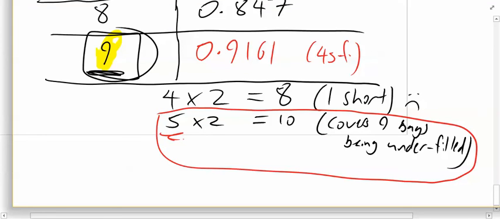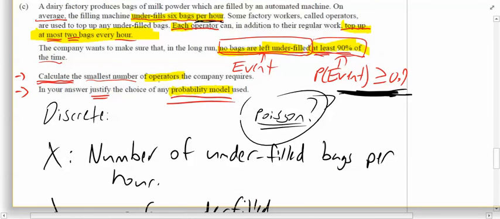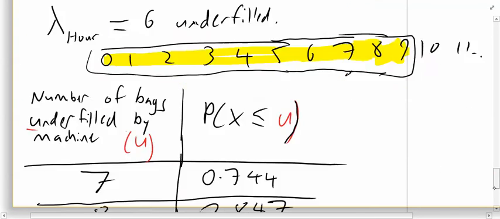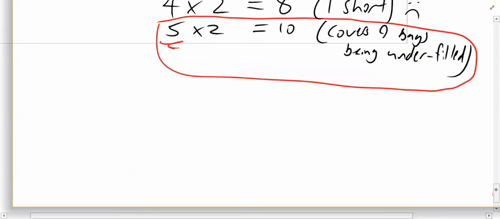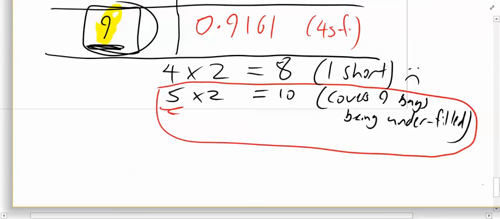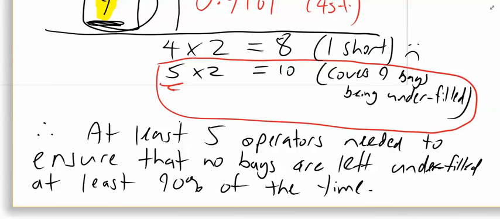So conclusion is, well, let's go back and actually check that we're answering the question exactly right. Calculate the smallest number of operators the company requires. Well, therefore, the smallest number of operators to make sure that no bags are left underfilled at least 90% of the time is 5. So therefore, at least 5 operators to ensure that no bags are left underfilled, at least 90% of the time.